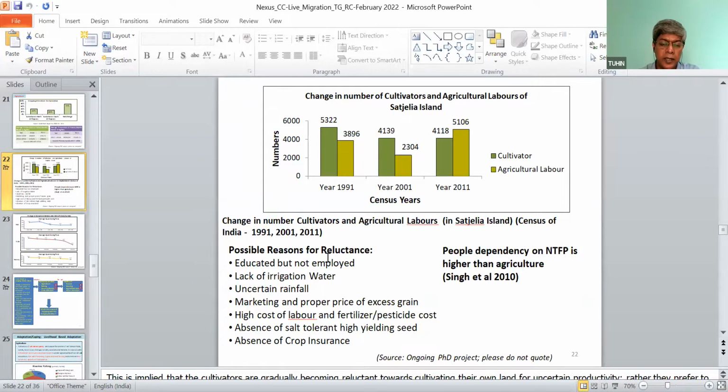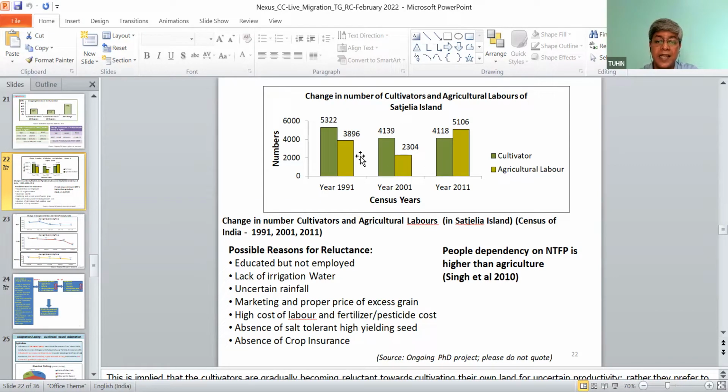So for the reluctance, there are some reasons: the new generation, they are being educated, but not employed. And they are not having any kind of traditional knowledge of agriculture. And there is lack of irrigation water, uncertain rainfall, marketing and proper price of excess grain, high cost of labor and fertilizer pesticide cost, absence of salt tolerant high yielding seed in proper sense, absence of crop insurance. And that's why the number of cultivators are decreasing in the Sajnekhali Island, for example.